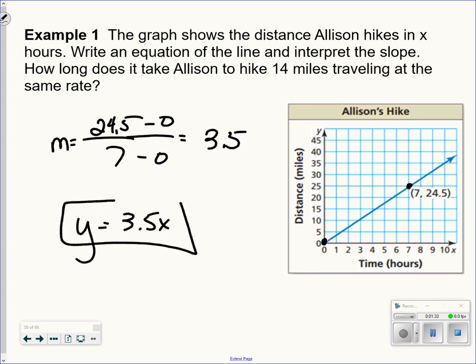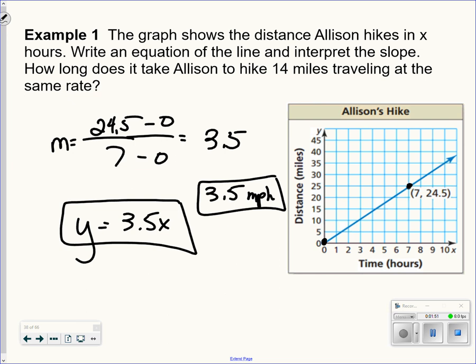So what is the slope? They said interpret the slope. Well, Allison is hiking. We got y equals 3.5x. What that means is Allison is going 3.5 miles per hour. That's how fast Allison is hiking.